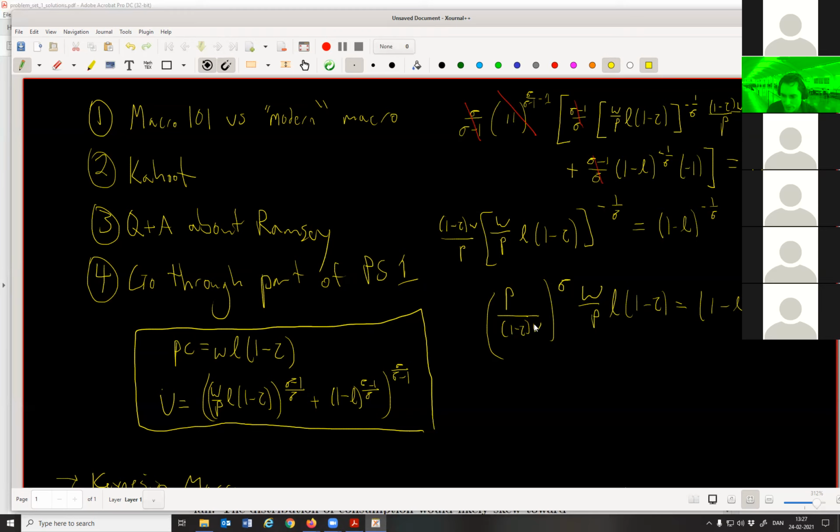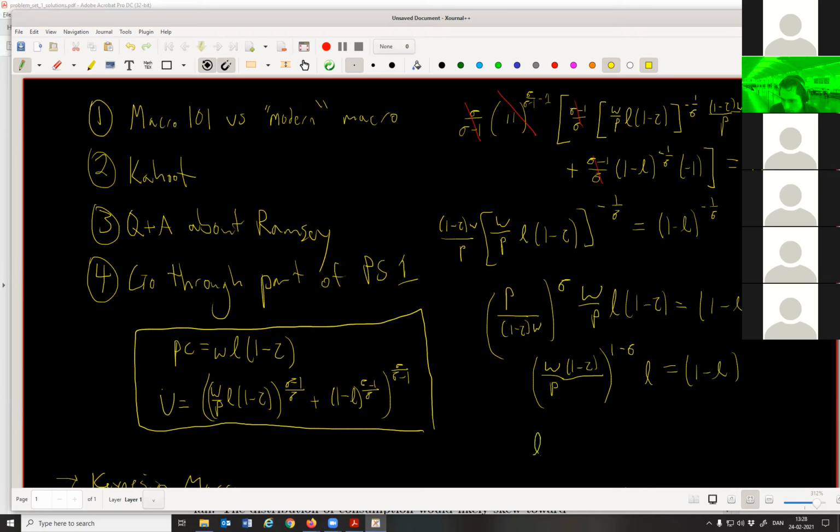So you can see that we have something here. We have here P divided by W times one minus tau. Here we have W divided by P times one minus tau. So actually we can combine these into something. We can have W divided by P times one minus tau, to the power one minus sigma. So let's do that. That'll make our lives a little easier. W divided by P, one minus tau, all to the power one minus sigma, times L is equal to one. This is much easier, isn't it? Okay, perfect. Now you can see what we're going to do. We're going to add L to both sides and then divide.